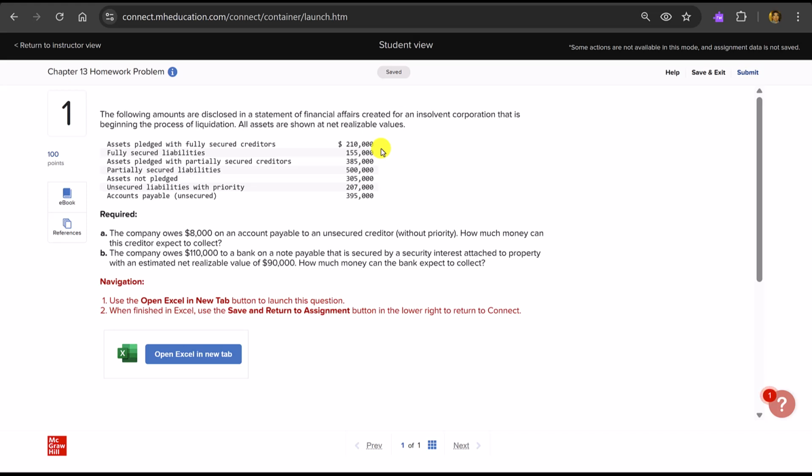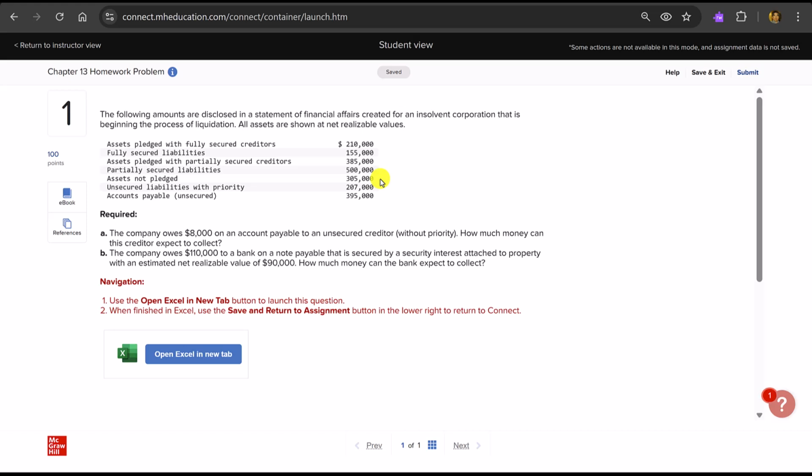But the second group that gets their money is not the unsecured creditors, but partially secured creditors. And here they're owed $500,000, but there's only 385,000 of assets to pay off those creditors. So there's a shortage here, and that difference looks like it's 115,000 will join the unsecured creditors down here, this accounts payable. And we have other assets, remaining assets of 305,000 to utilize to pay off those unsecured creditors.